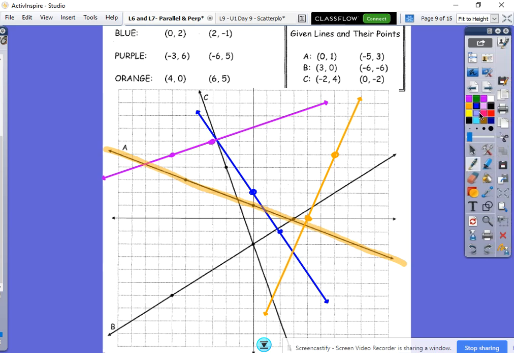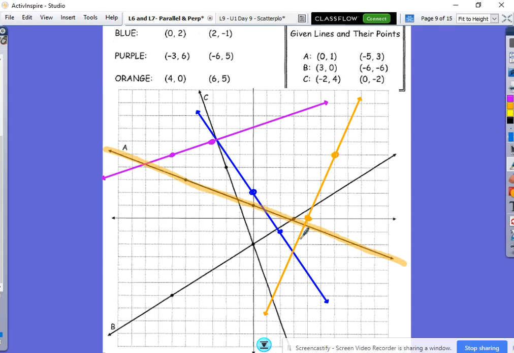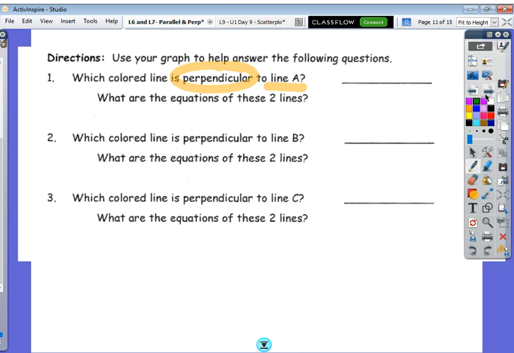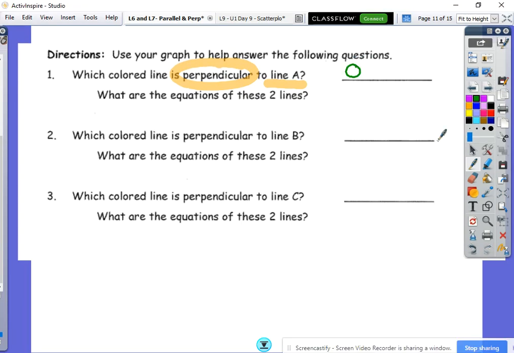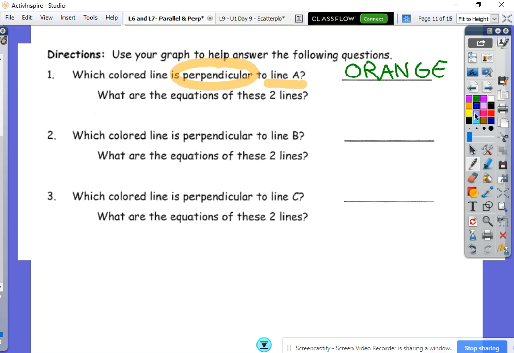Well, if you don't know what perpendicular means, if you fell asleep in middle school, perpendicular means that two lines intersect each other and they form a right angle. So you can see that these two lines do intersect and they form a right angle. So the one that looks perpendicular to line A is our orange line. So the line that is perpendicular to line A is our orange line. Okay, our orange line. So let's now compare those two equations.